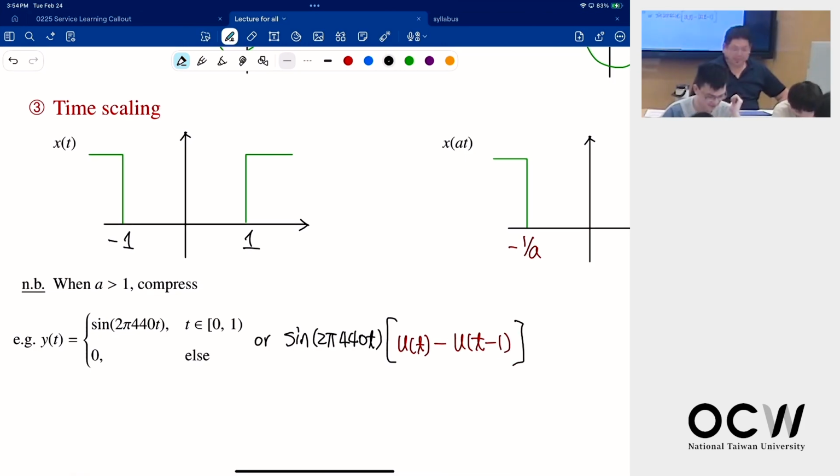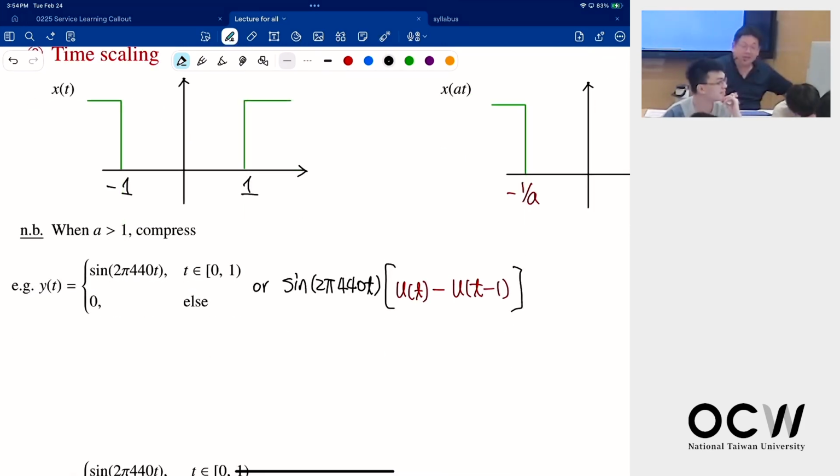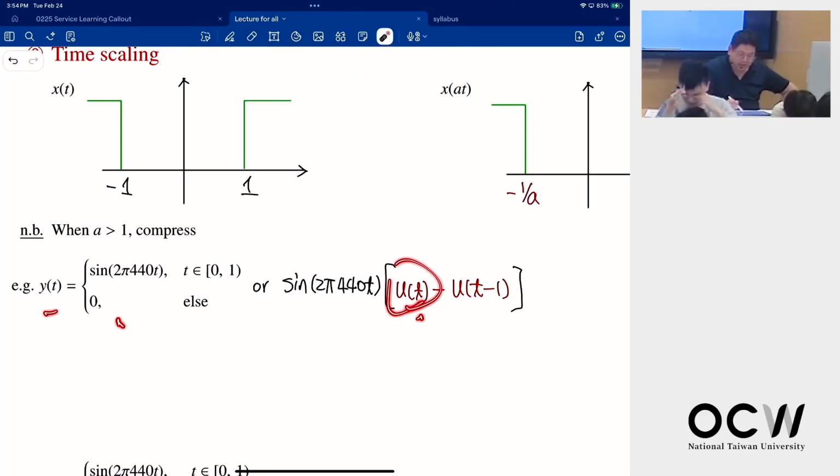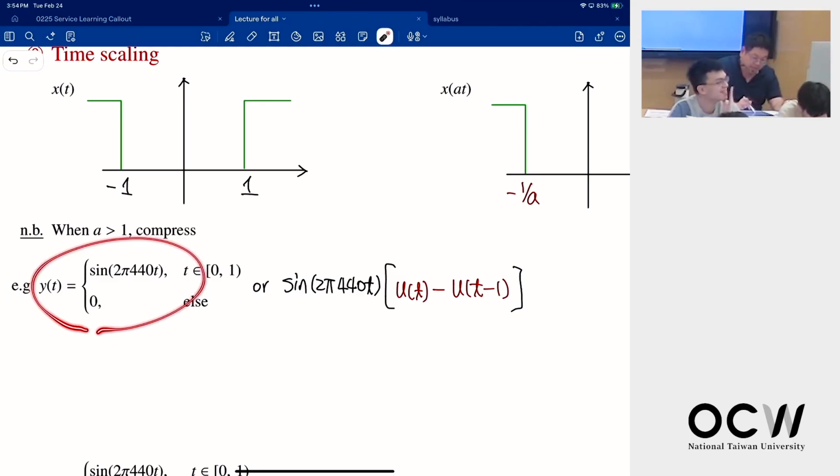Perfect. Right. So I can express this signal in 2 ways. This is the unit step function. I think we will also mention that later. Okay, so first let's plot this function, this signal.